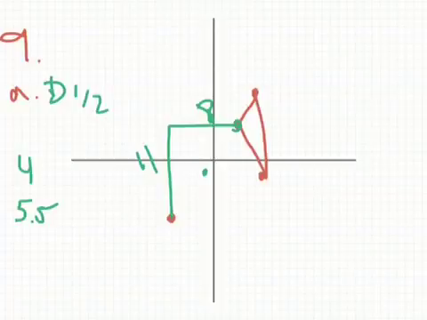Okay. You do the same thing for the other two, and you get (0, 1/2), and then (1/2, -4.5). So the first triangle looks like that.